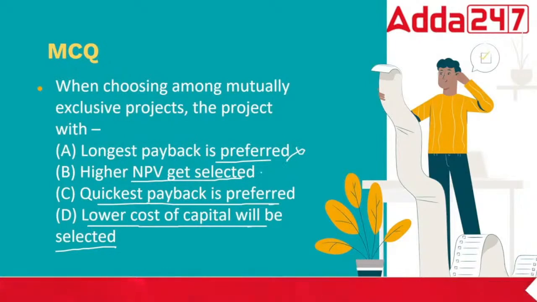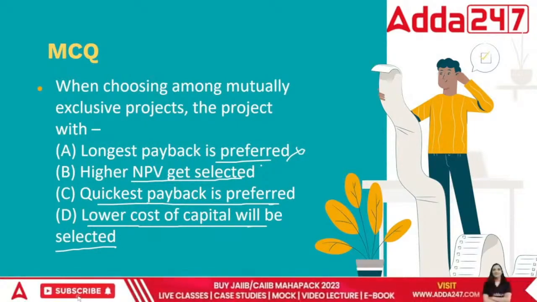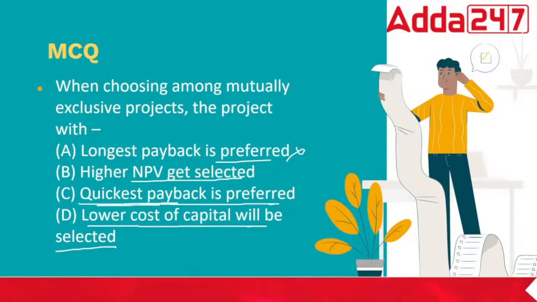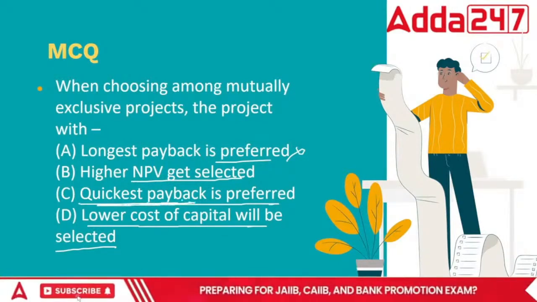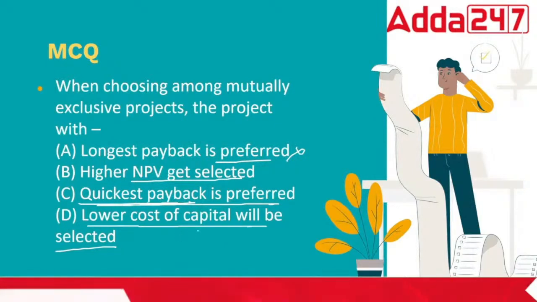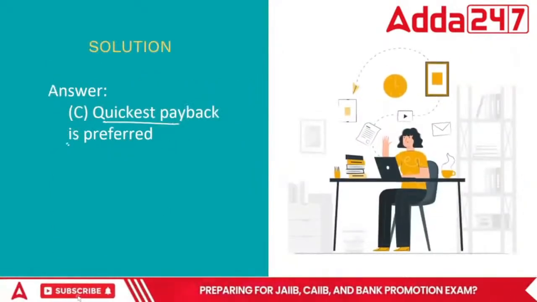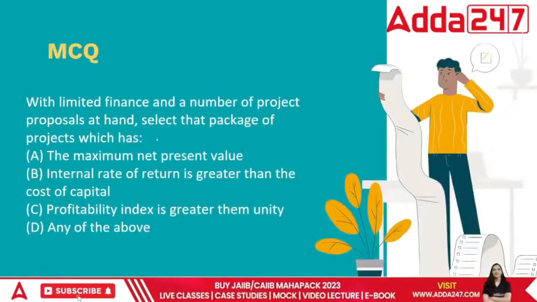Higher NPV, yeah. But why not highest NPV? If there are multiple projects, then why not the highest? Then quickest payback, this can be taken up because the one which is taking less time to get the money back, we can choose that one. The quickest payback is preferred.